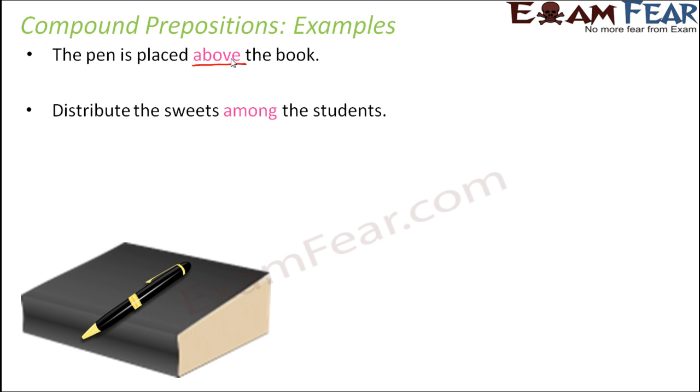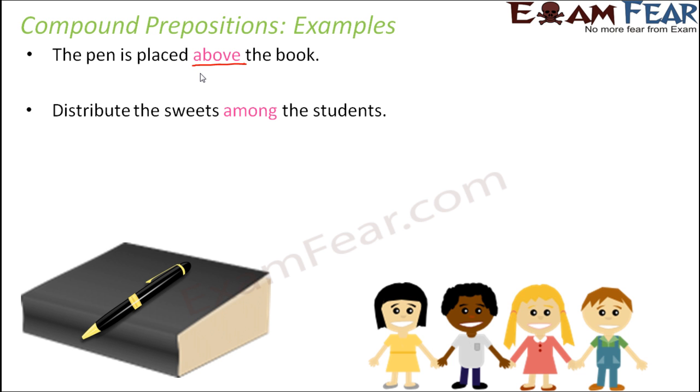Let's look at the next example. Distribute the sweets among the students. Here again, the word among is placed before a noun and it also shows the relationship between sweets and the students. So among is a compound preposition because it is again formed by adding a prefix to an existing word. That's why these are all examples of compound prepositions.